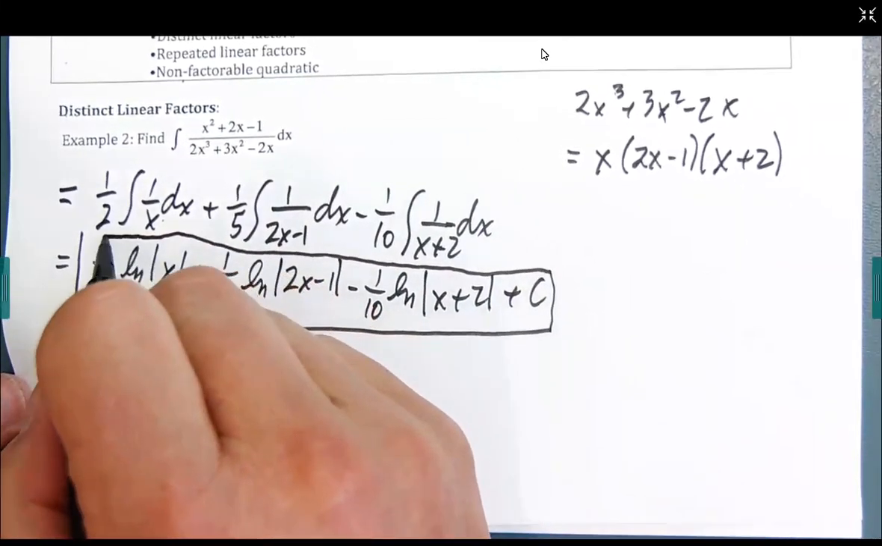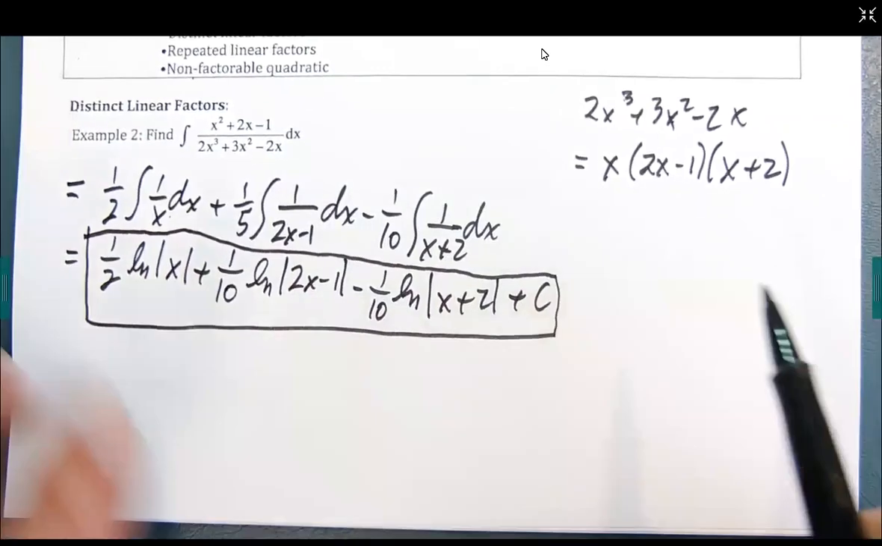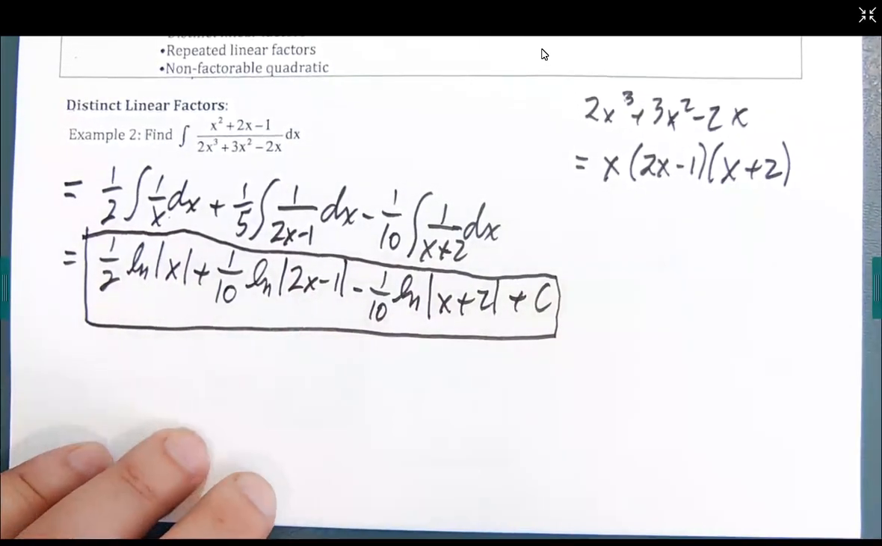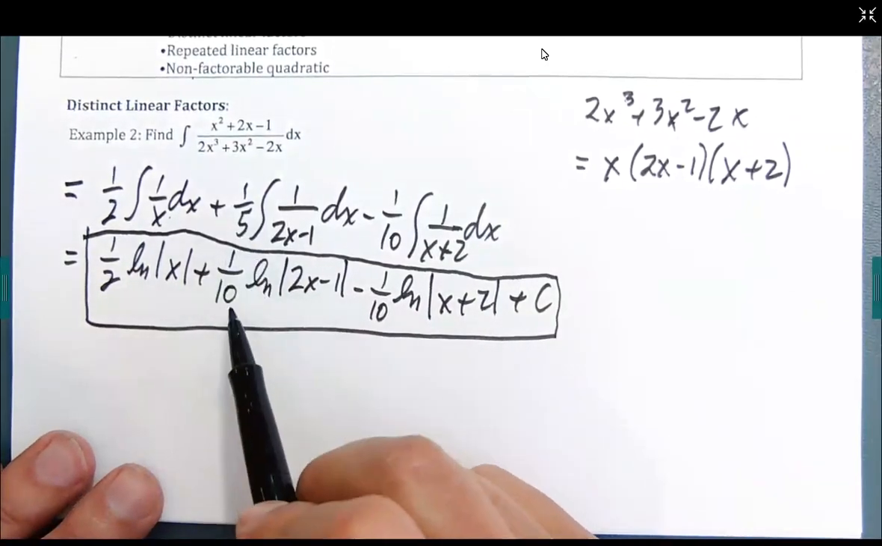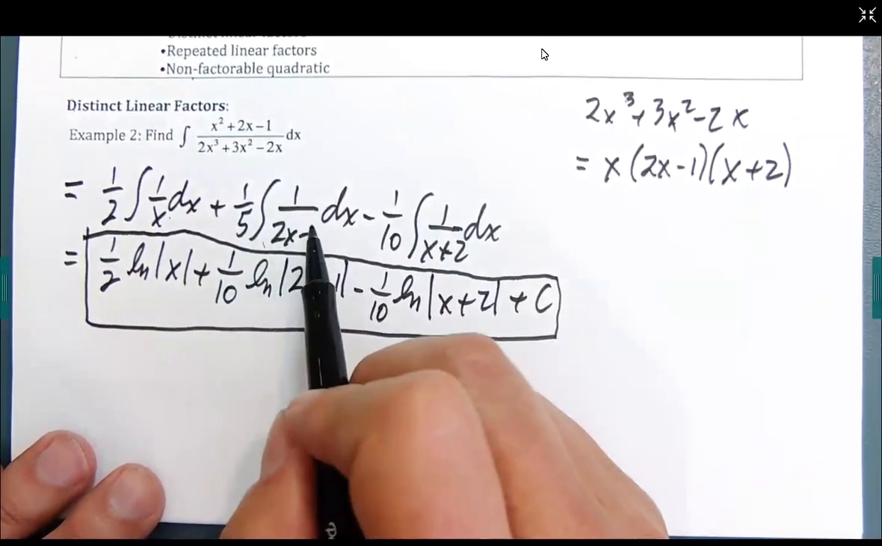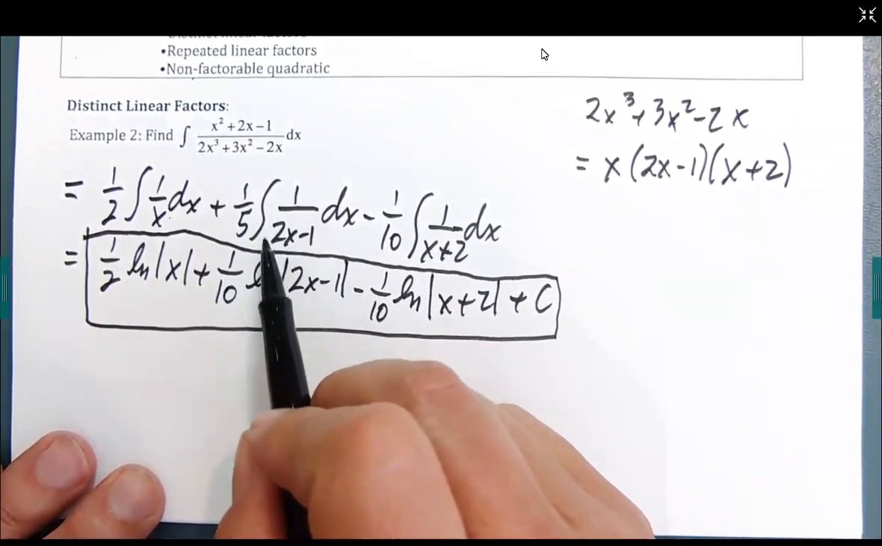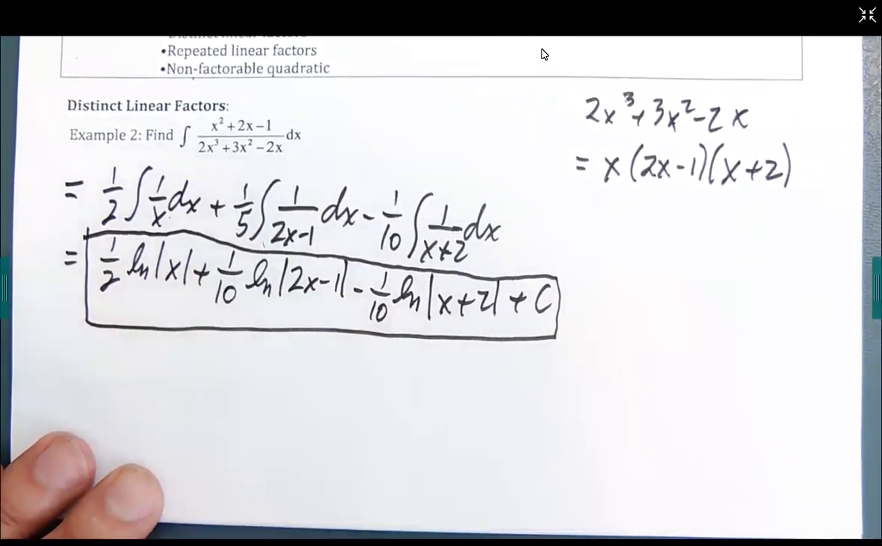Now, this is the process when we have what are called distinct linear factors. These are distinct, meaning I'm not repeating any of them. And that's how you would get that. Once again, that 1/5 became a 1/10 because of that extra 2 there. So when I do a u substitution and u becomes the denominator, I get an extra 1/2 in there. That's where that 1/10 comes from.